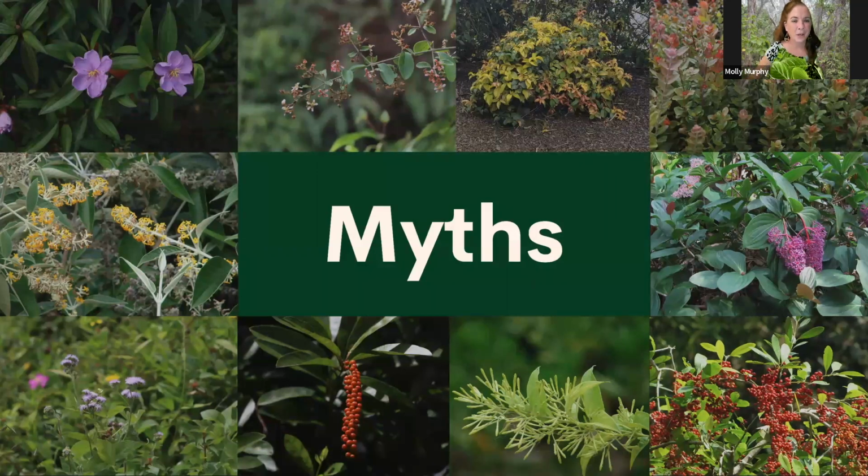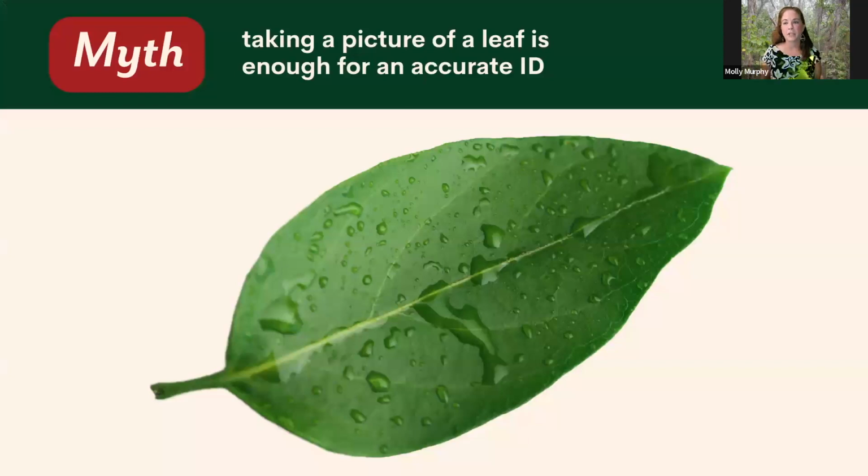So now we're gonna go over some plant myths. Taking a picture of just a leaf for a plant ID is accurate enough for an identification. Sometimes there is no way, even if you have the leaf and habit and structure of the plant, that you will ever be able to figure it out. Next slide.